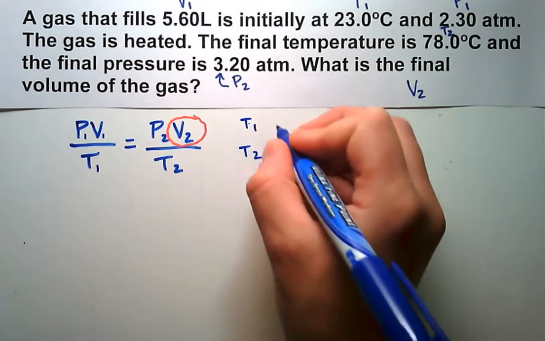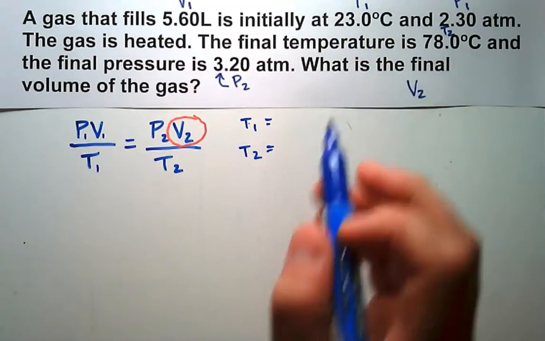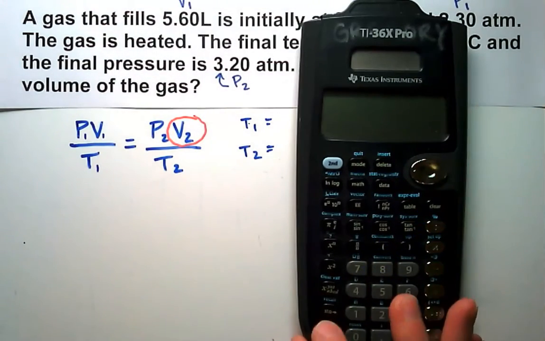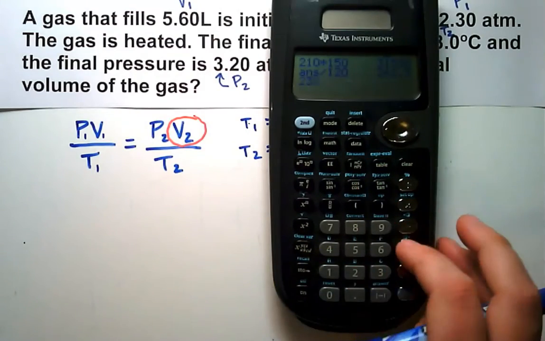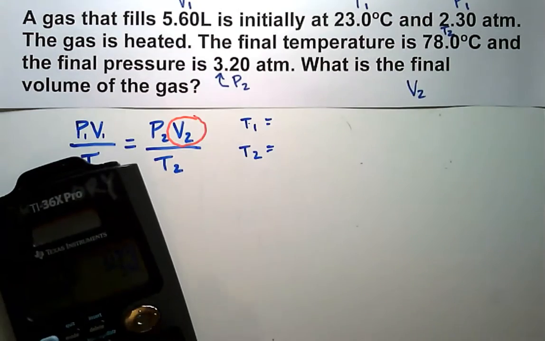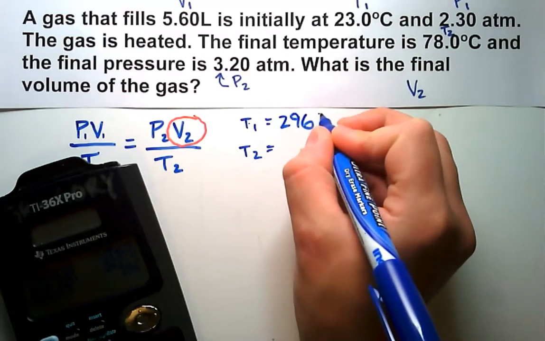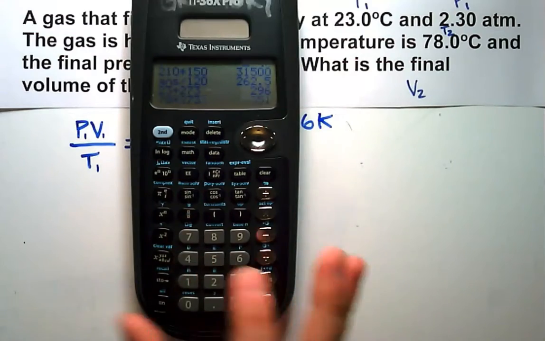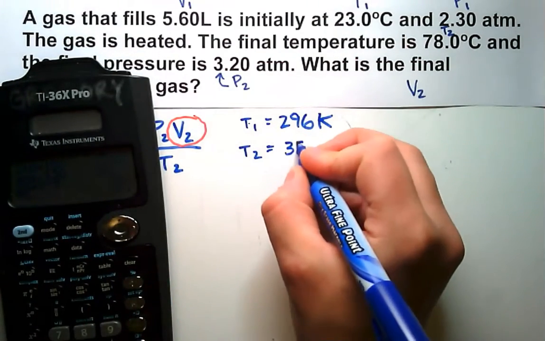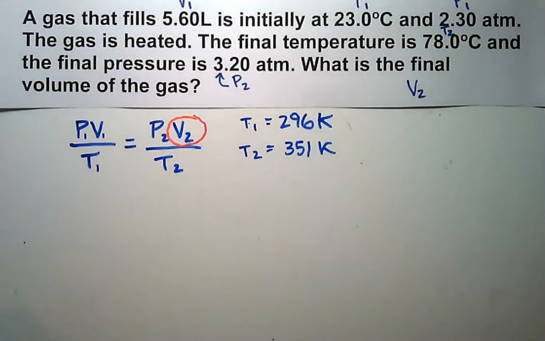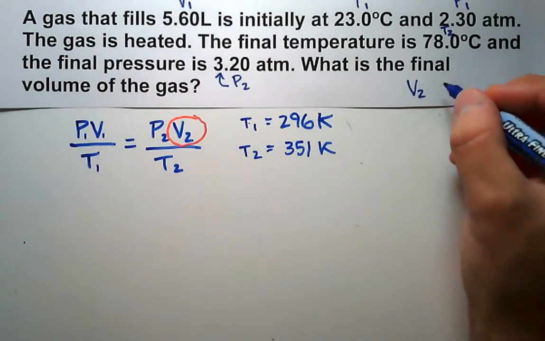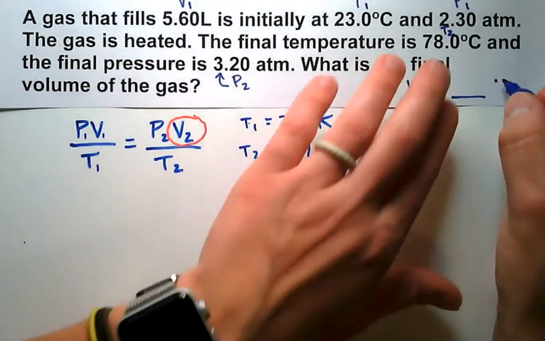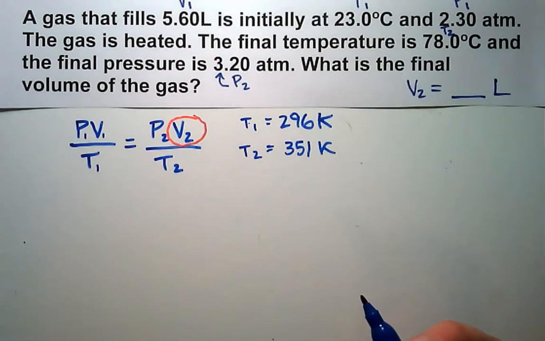T1, T2. T1 is 23, and of course we add 273 to convert Celsius to Kelvin. 23 plus 273 gives us 296 for T1, and then 78 plus 273 gives us 351 for T2. So now that we have those converted to Kelvin, we checked our units of pressure to make sure they were the same, and our units of volume are in liters, so our V2 value will also come out in liters. So some number of liters will be our answer for our V2 value.